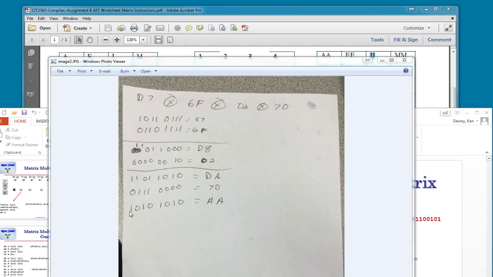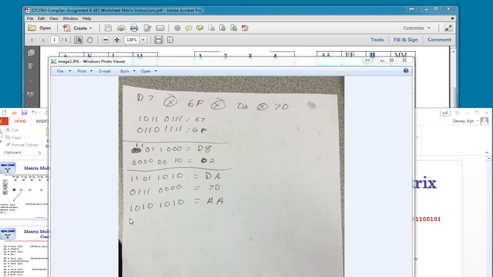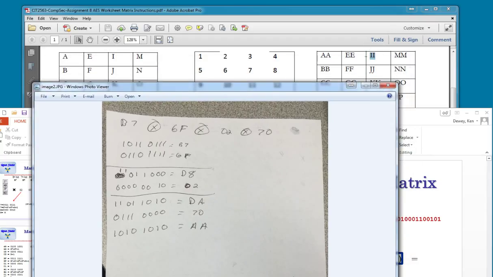1 and 0 is 1. 1 and 1 is 0. 0 and 1 is 1. 1 and 1 is 0. 1 and 0 is 1. 0 and 0 is 0. 1 and 0 is 1. And 0 and 0 is 0. So 1, 0, 1, 0, and if we look on the chart, 1, 0, 1, 0 is A. Okay? Since they're both identical, AA. And AA just happens to be the correct answer for the top row, third position.